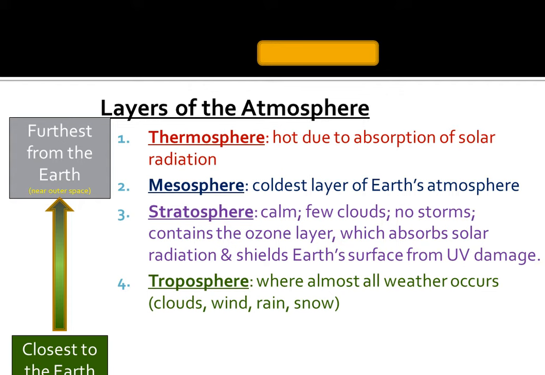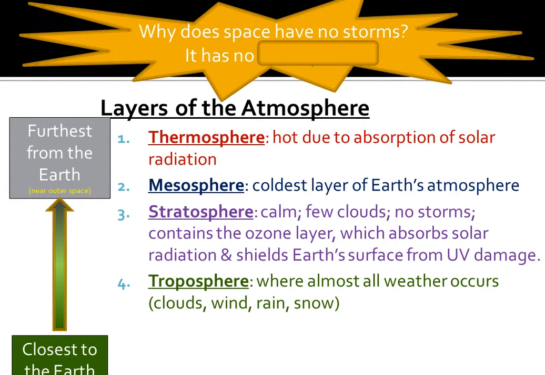Troposphere is where all the weather happens. That's really the stuff that we see when it's snowing, raining, whatever. That's troposphere. Cool. And that's down by us.